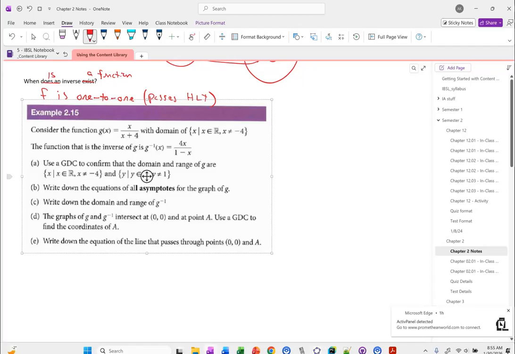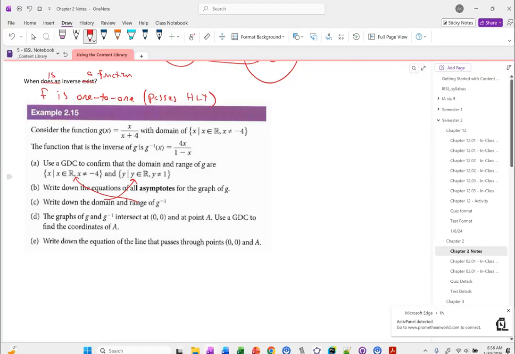We know that. What's the domain and range going to be for the inverse? That's it, right? You have to change x and y so that it represents, but that's it.